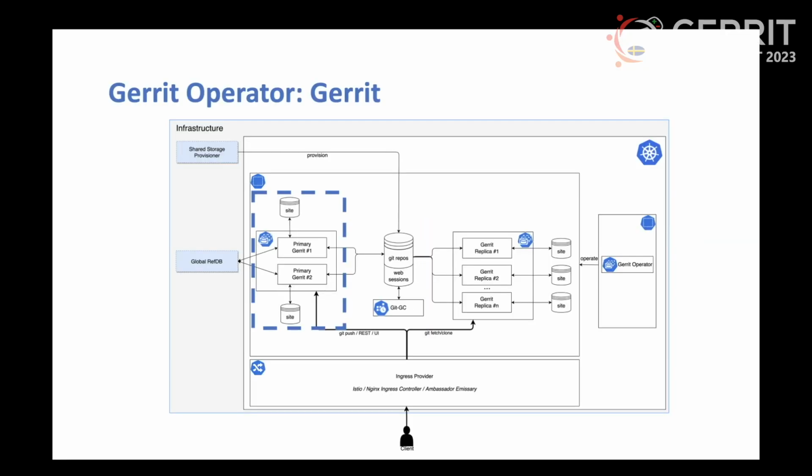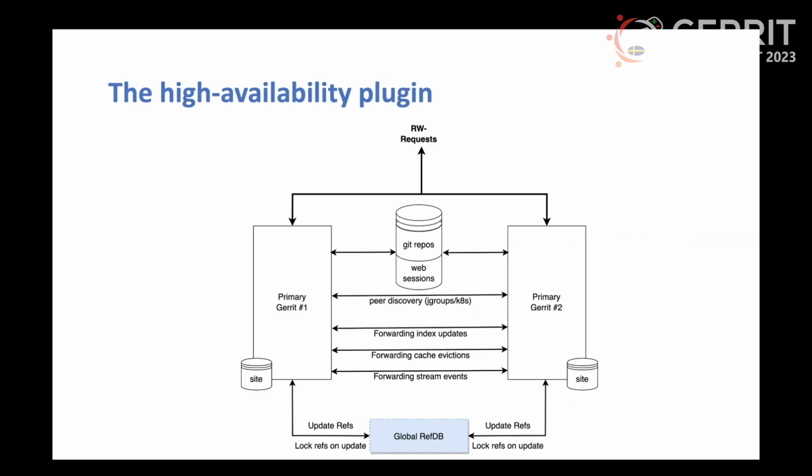It is unfortunately not as easy for primary Gerrits, because there, if two primary Gerrits try to update the same ref at the same time, we could of course see some conflicts. So we currently solve that by making use of the high availability plugin. Using that, we can deploy up to two primary Gerrits that share the Git repositories via the same shared file system that would also be used by the Gerrit replicas. This file system also contains other data, like the web sessions that need to be shared between those Gerrits. And of course, those Gerrits also need to know about each other and communicate with each other.